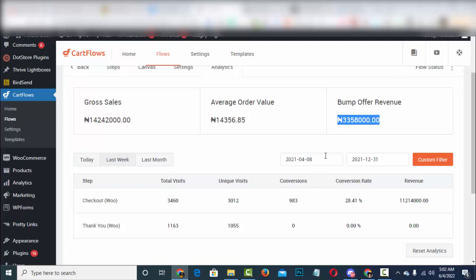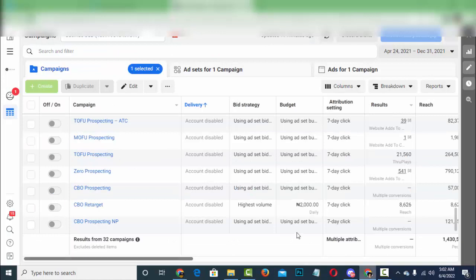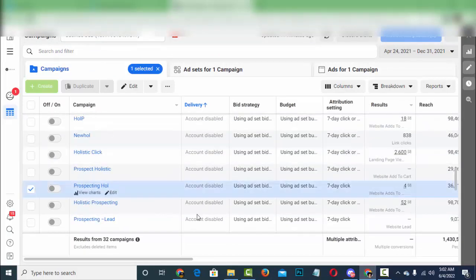The next thing I want to share with you guys is the ad account. So how much was the lead? How much was per ad cart? How much did we spend to get those number of leads? Right, so let's check it out. All right, so this is the ad account. Like I told you guys, it's disabled. So you can see right here that it's disabled.